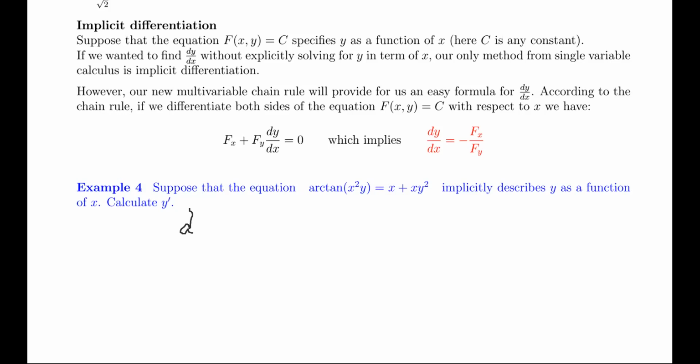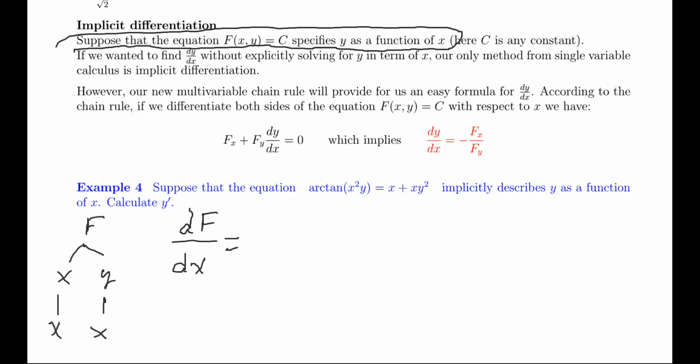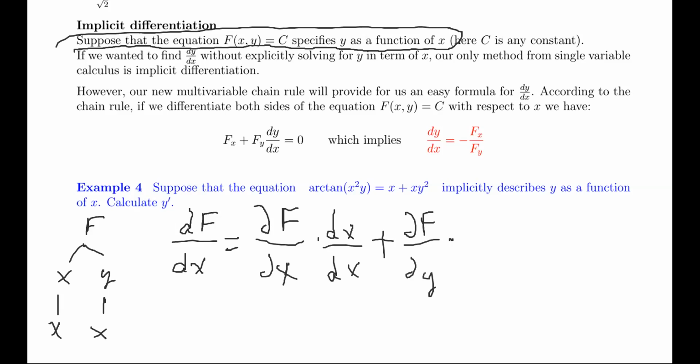We want to take the derivative of the function f with respect to x. Well, notice that f is a function of x and y. And of course, x is a function of x and y is a function of x, given our assumption that y is a function of x. So to do this using our partial derivatives chain rule that we just worked out in the previous video, we have the derivative of f with respect to x is the partial of f with respect to x times the derivative of x with respect to x plus the partial of f with respect to y times dy dx.